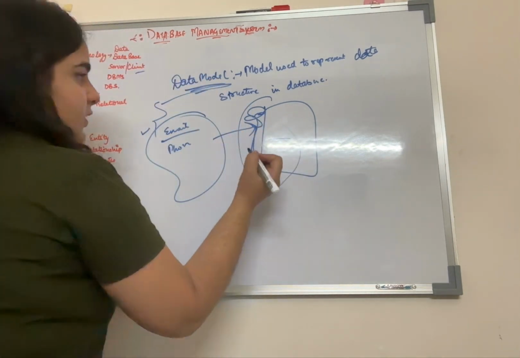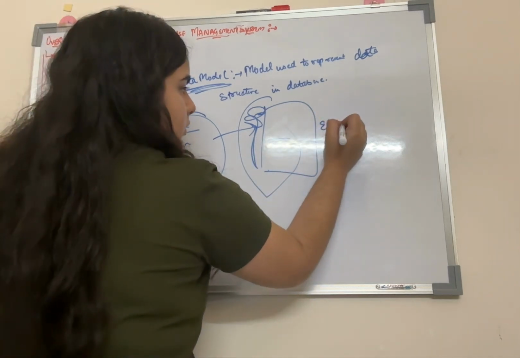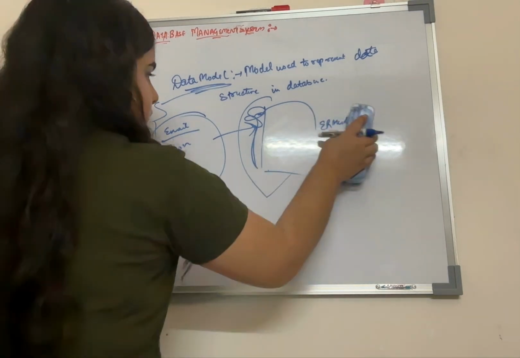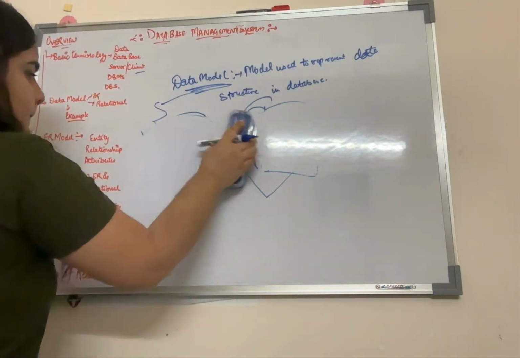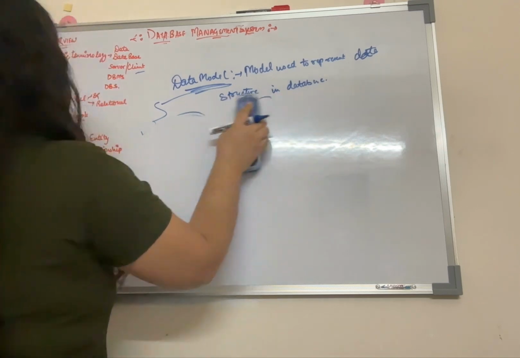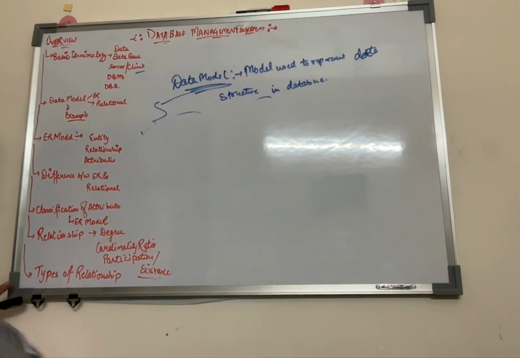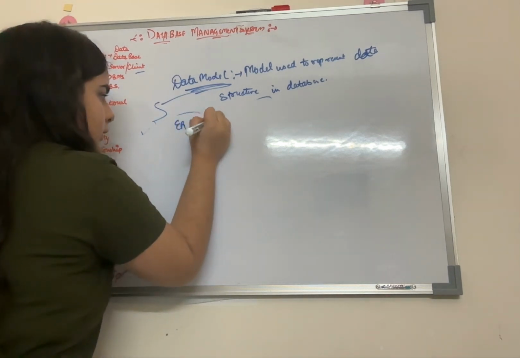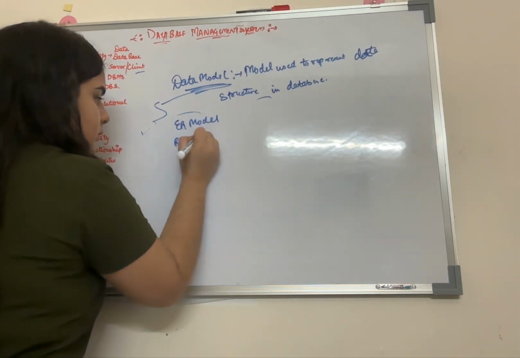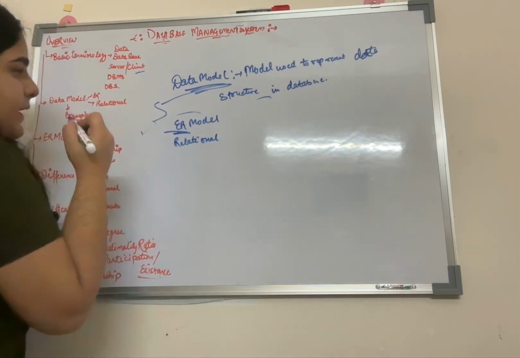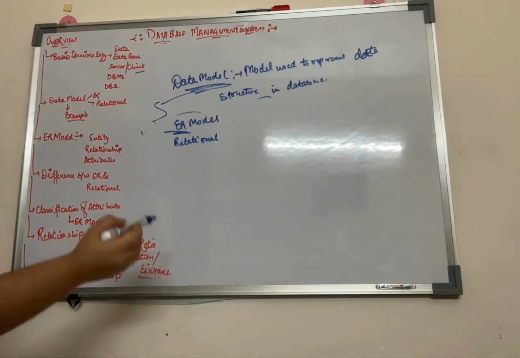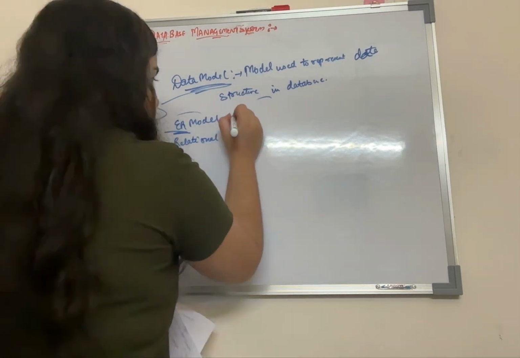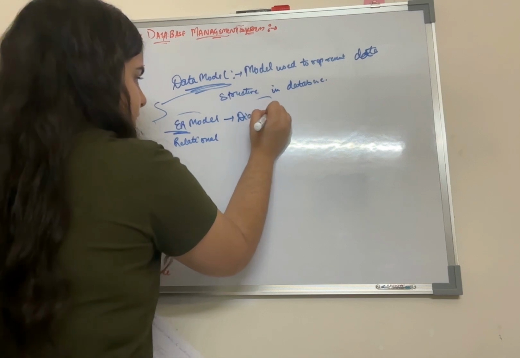Now there are two kinds of data model. ER model and relational model. Now ER model is entity relationship model. Don't worry if you don't understand these terms, we'll study it here. So ER model is basically diagrammatic representation.